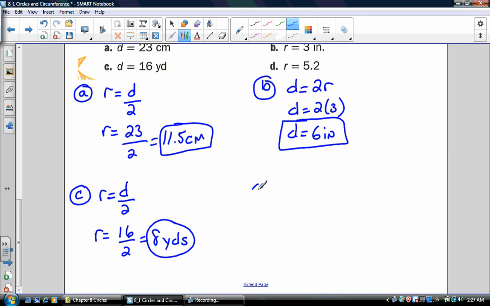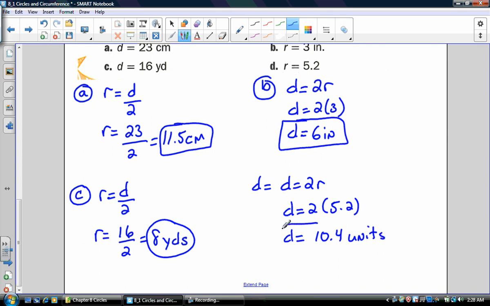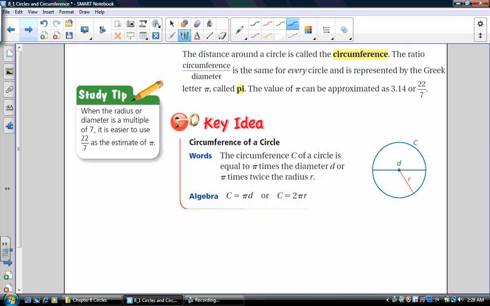And then example D. The diameter is going to be equal to 2 times the radius. Diameter is going to be equal to 2 times 5.2. So the diameter is going to be equal to 10.4. And we would just call them units because we don't know if they're inches or feet or yards. So we would just say 10.4, whatever the units are. All right? Okay, let's move on to the next page.